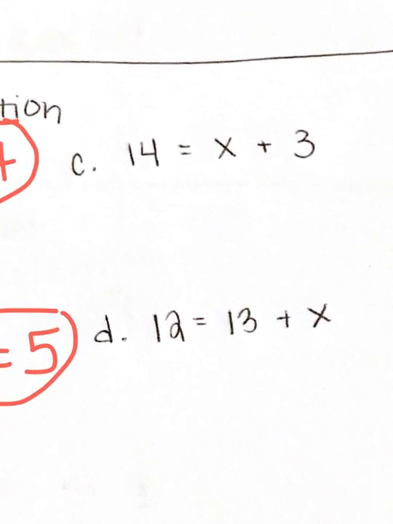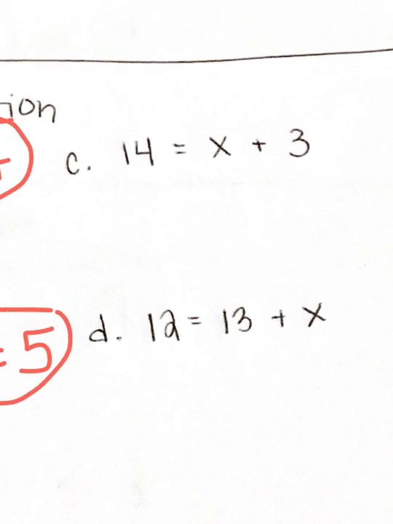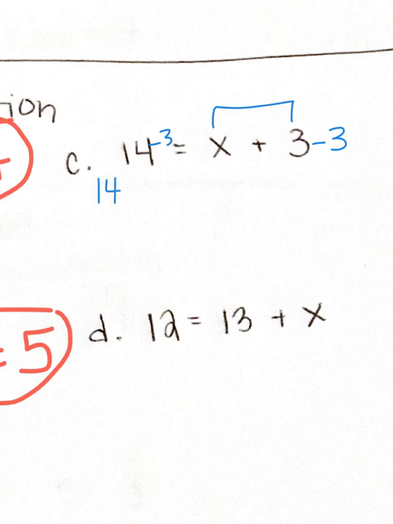Okay, let's try these ones right here. I'm going to zoom in a little more so I can have more writing space. Okay, so I have 14 equals x plus 3. I want to get x all by itself, so I'm thinking, what do I need to take away from this side? And we could write it like this if you would rather, add a minus 3 to both sides. So then this becomes 14 minus 3 equals x plus 3 minus 3.